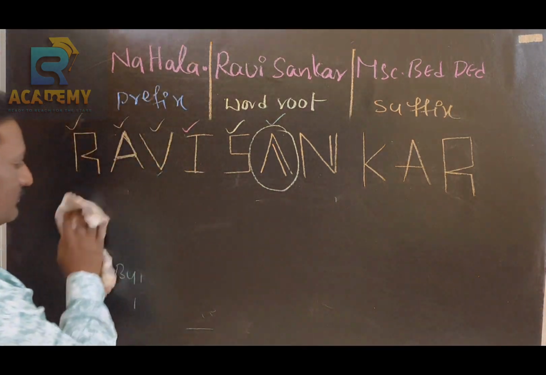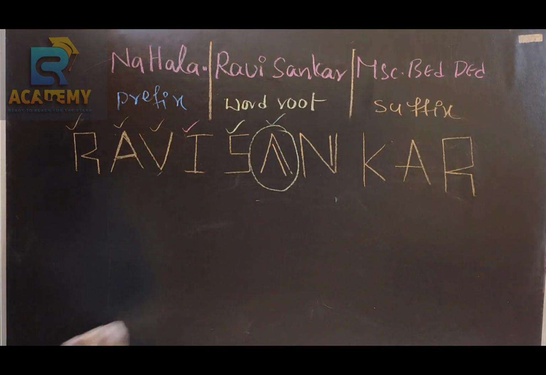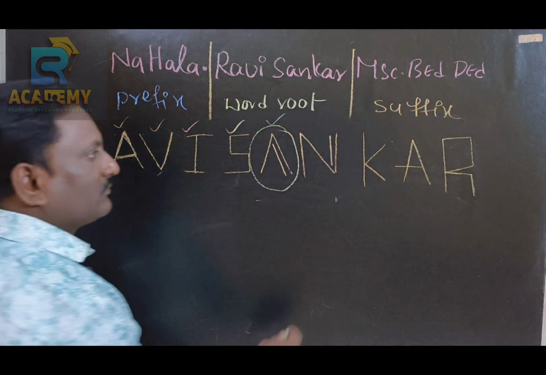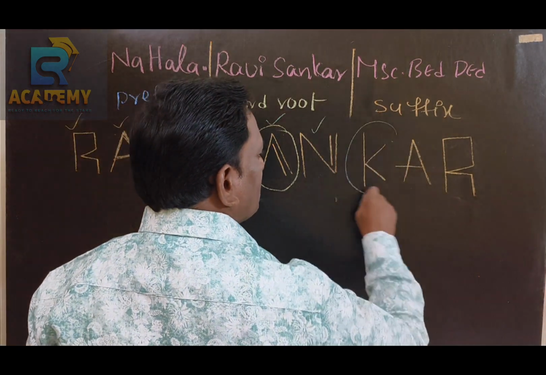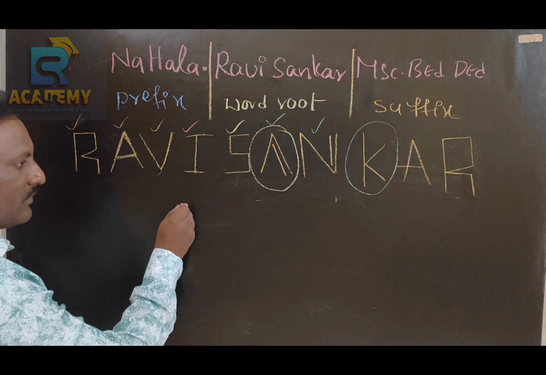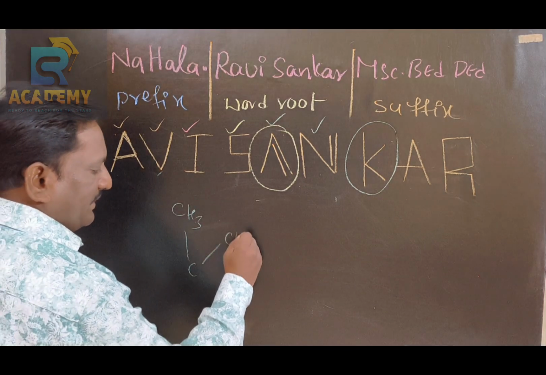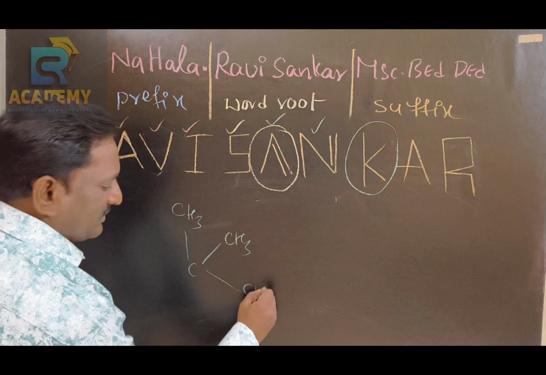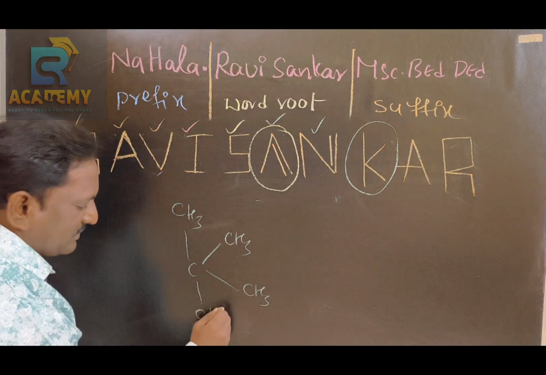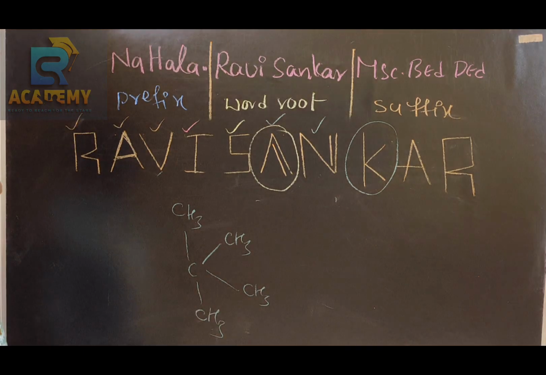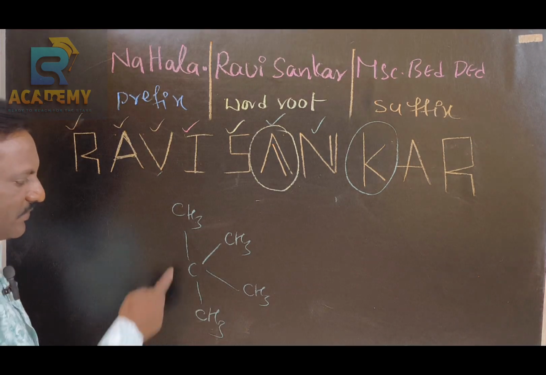Next one, N completed. Let us take K: CH3, C, CH3, CH3, CH3. Okay, right. So we should select the longest possible parent chain.